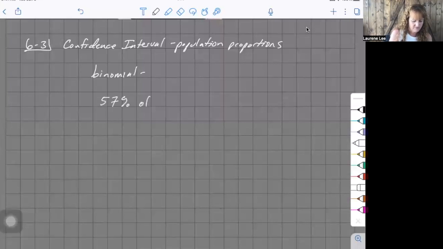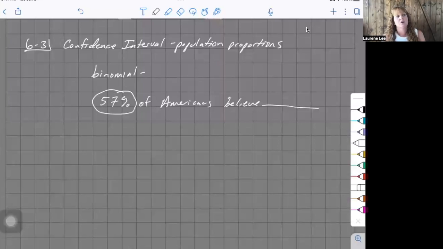57% of Americans believe something, okay? Something that's a yes or no question, like believe that the president's doing a great job. Do you believe the president's doing a great job? Yes or no? That's a binomial situation. There's only two answers to that, as opposed to how much do you weigh? Lots of different answers. What I want you to focus on is this percentage here. Oftentimes binomial problems start with percentages, but not all the time.